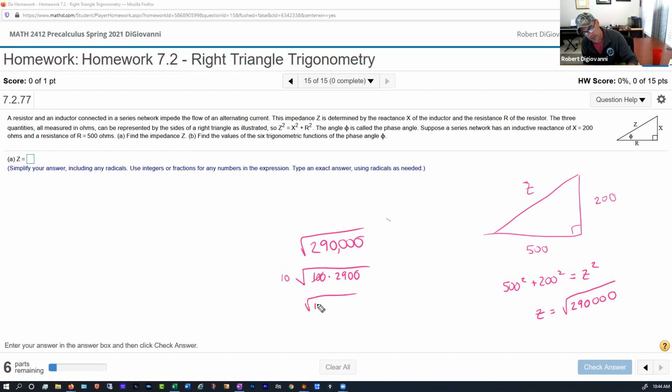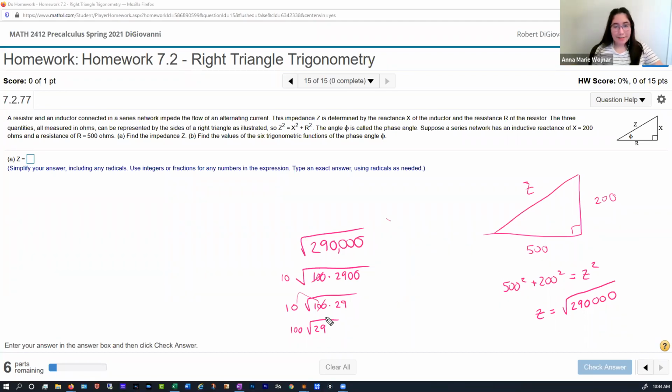So you would go 100 times 29. So you already have a 10 out here. So now that 100 comes out as another 10. So that becomes 100 root 29. And then 29 is prime, so it doesn't break down anymore. Is that helpful or not? Yes, that makes sense now. Okay, so then now that's what Z is.